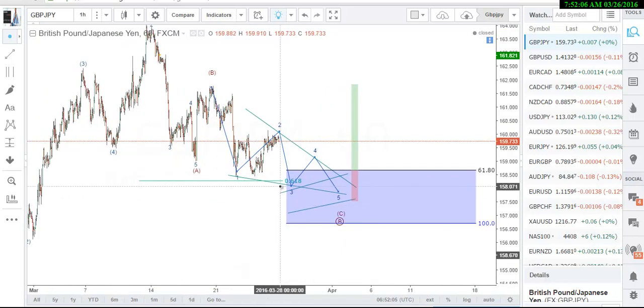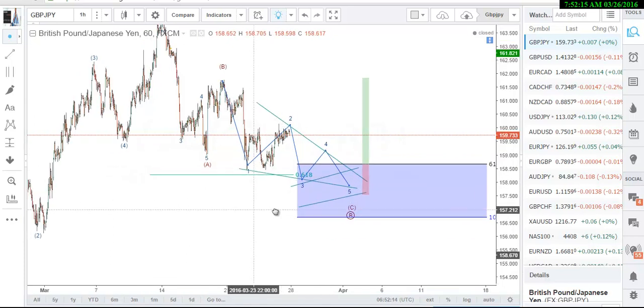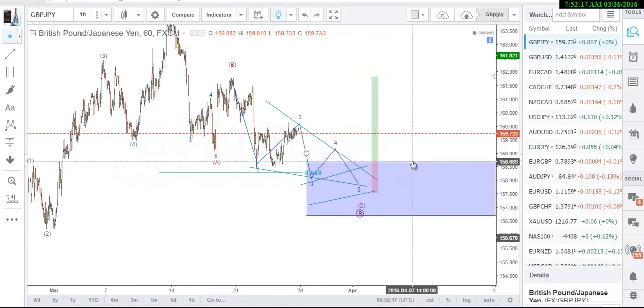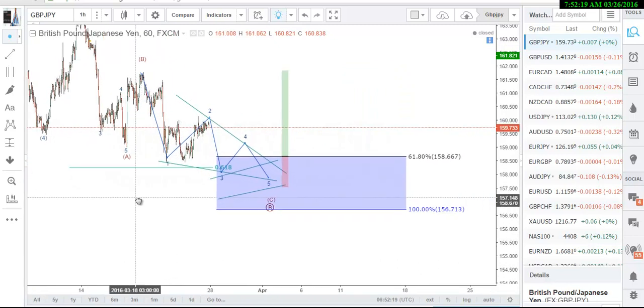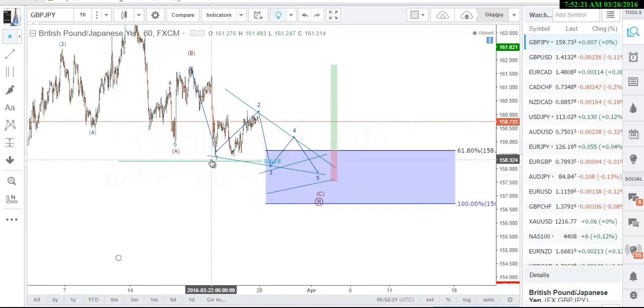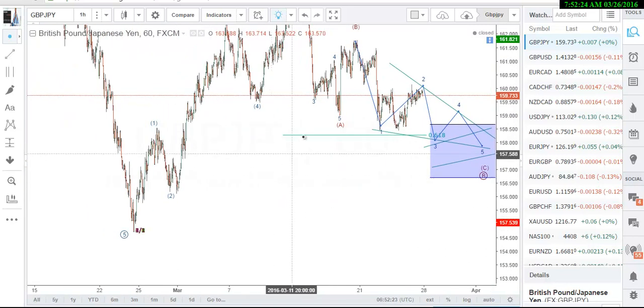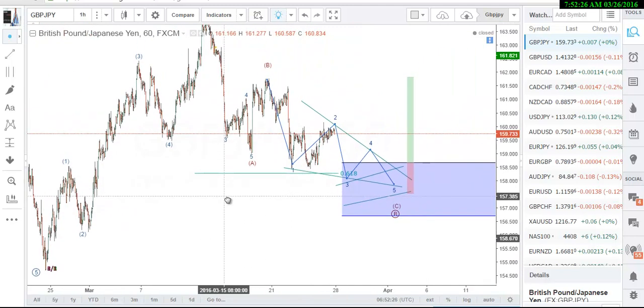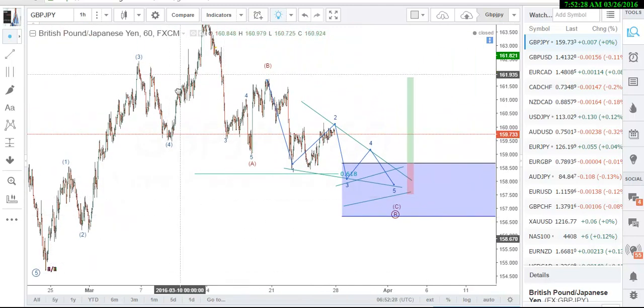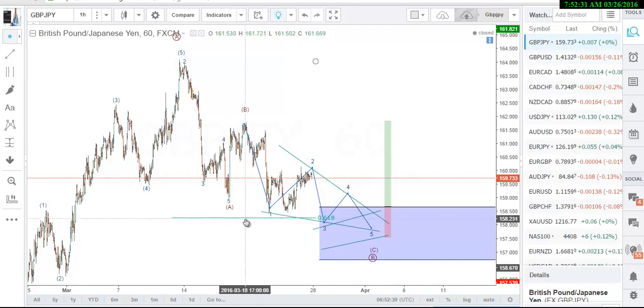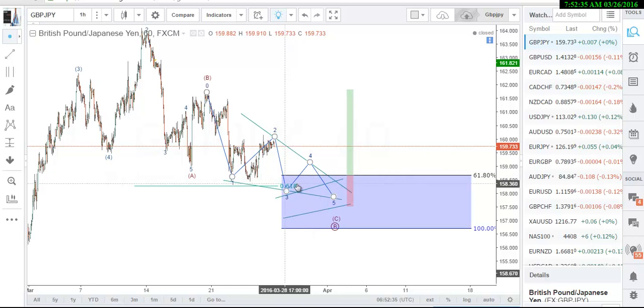And now looking at these levels, the 61.8% extension of wave A from B is around here. We also have the 61.8% extension, and this one is the 61.8% retracement of this A leg. So this 61.8% and this one, so there is a kind of convergence of Fibonacci levels here.